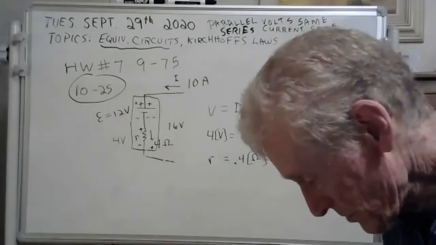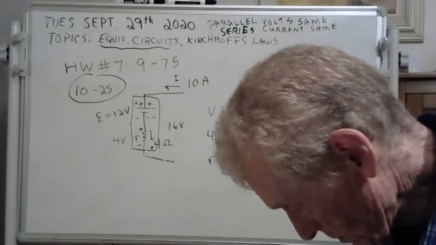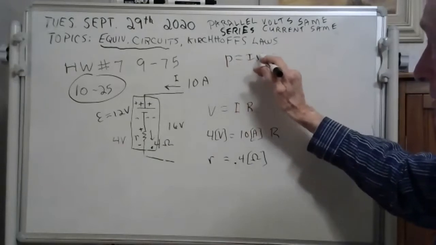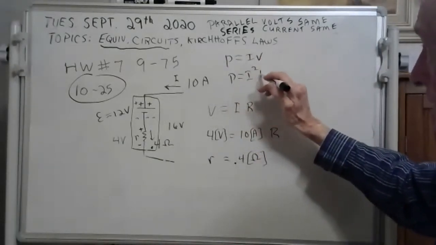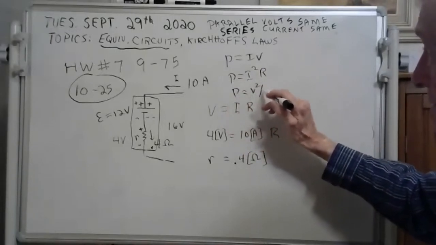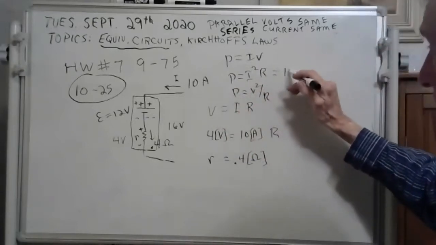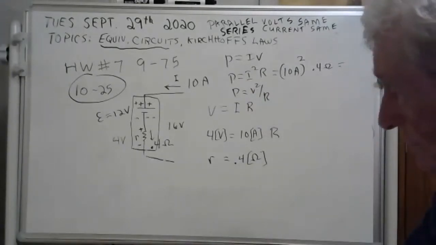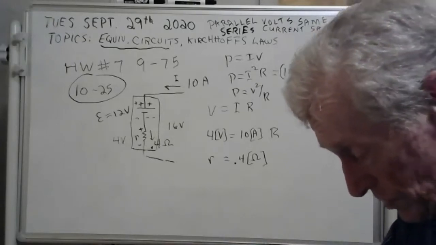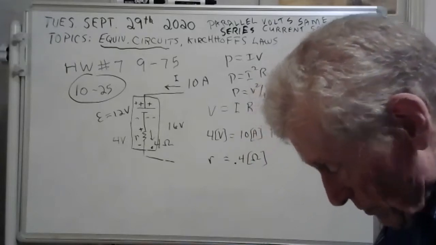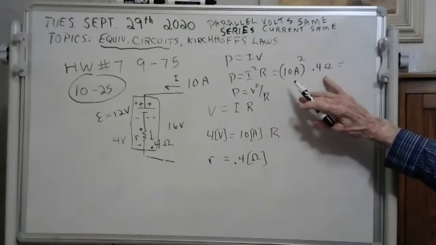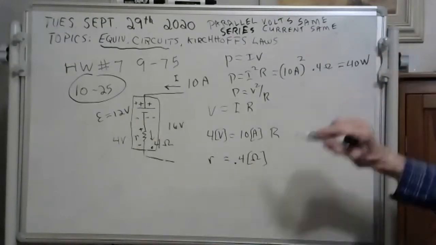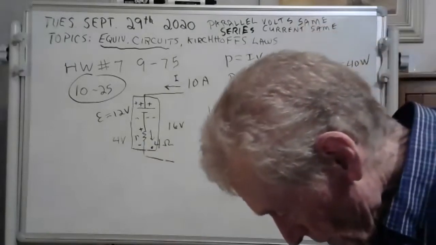Now let's see what else they want. What power is dissipated inside the battery? Well, we can do that. We have three lovely equations. My favorite is this one here. The current is 10 amps. Square it. Multiply by 0.4. What do you get for the power? Their fancy word is dissipated. What power is dissipated inside the battery? 40 watts. I get 40 watts. That's what I get. Now let's keep reading.